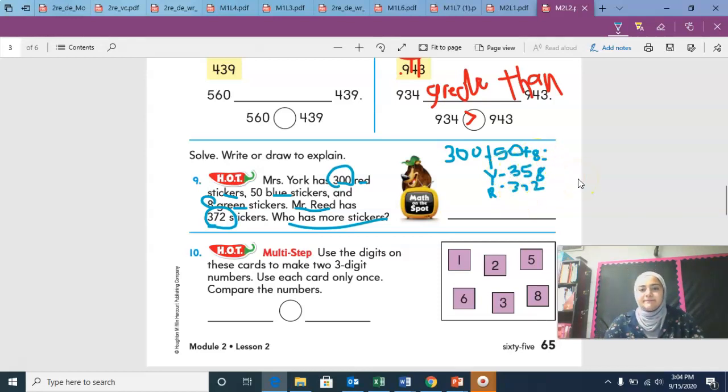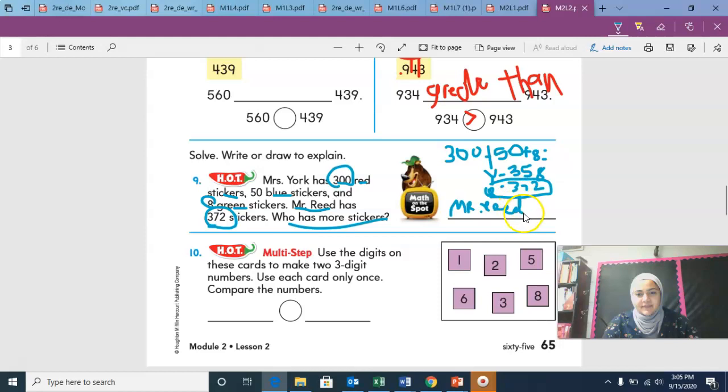So now we are going to compare these numbers. Who has more? Well, they both have 300s. Let's look in the tens place. Mr. Reed has 7 in the tens place. Mrs. York has 5 in the tens place. Which is greater, 7 or 5? 7 is greater. So who has more stickers? Mr. Reed. So Mr. Reed has more stickers.